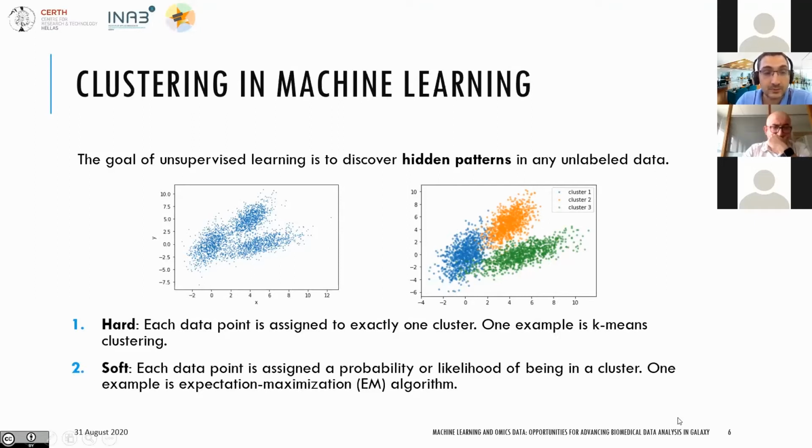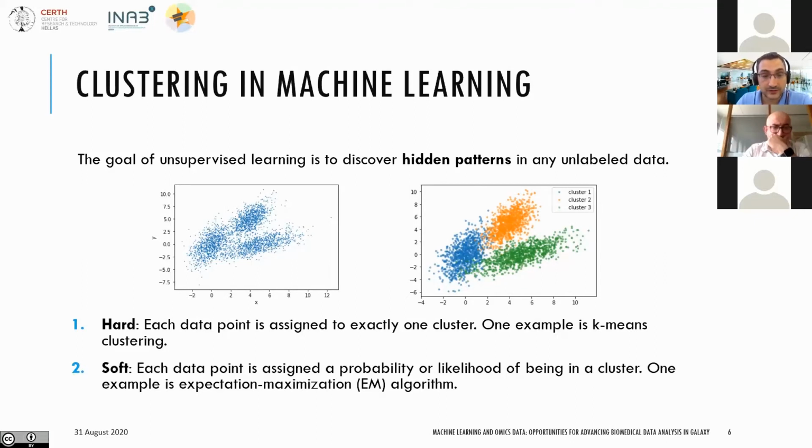So there are two main processes for clustering. One is hard clustering. In this case, every point, every data entry, is assigned to exactly one cluster. So it means that you don't have a participation, if you like, across multiple cases. A key example of such an algorithm is k-means clustering.